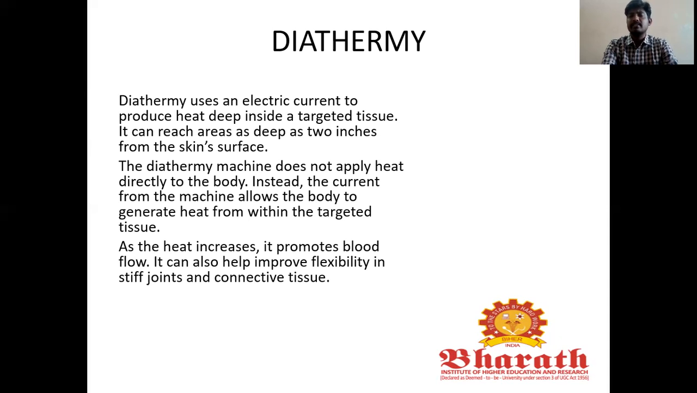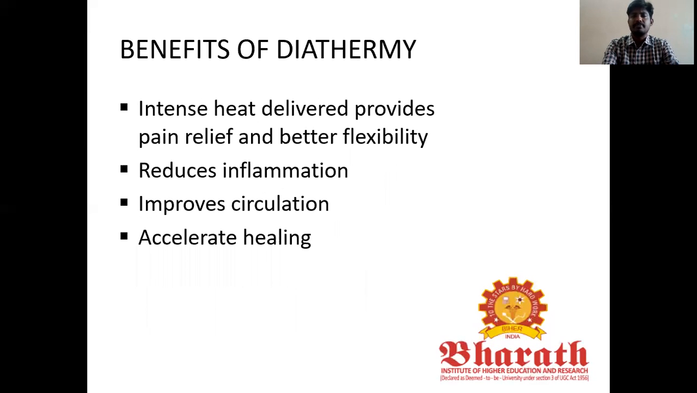Diathermy does not apply heat directly to the body. Instead, the current from the machine allows the body to generate heat within the targeted tissue only. As the heat increases, it promotes blood flow. It can also help to improve flexibility in stiff joints and connective tissue.